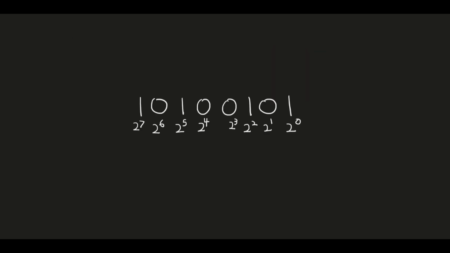Checking the accuracy of our conversion, 2 to the power of 7 is 128. 2 to the power of 5 is 32. 2 to the power of 2 is 4. 2 to the power of 0 is 1. Doing the mental math, that gets us 165. So our conversion was accurate.